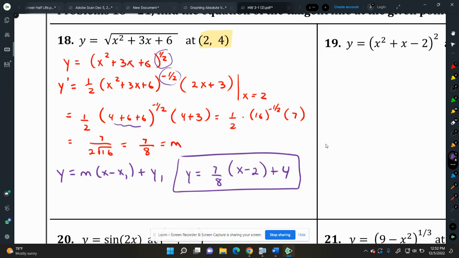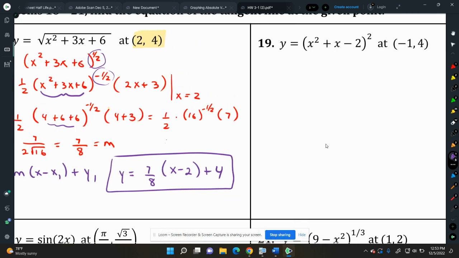Miss Murray, how do you get to 2x plus 3? On the right, we did the outside and then the inside. The derivative of the inside is 2x plus 3. Okay? Any other questions?